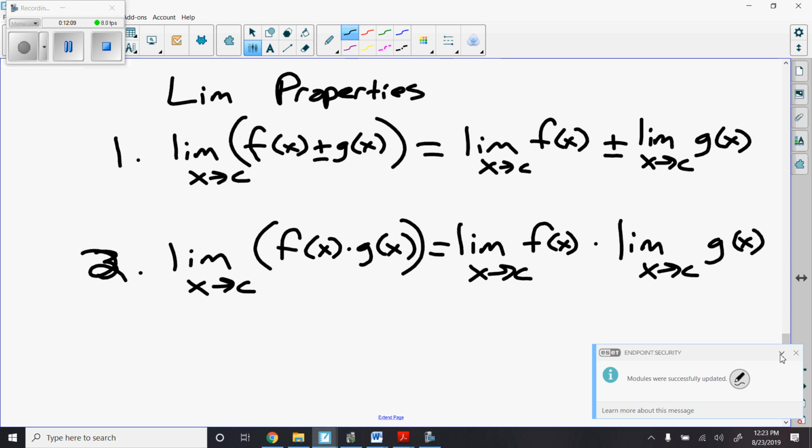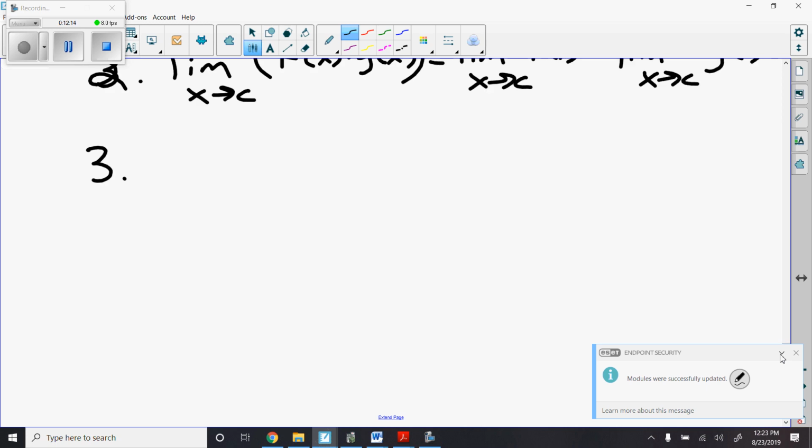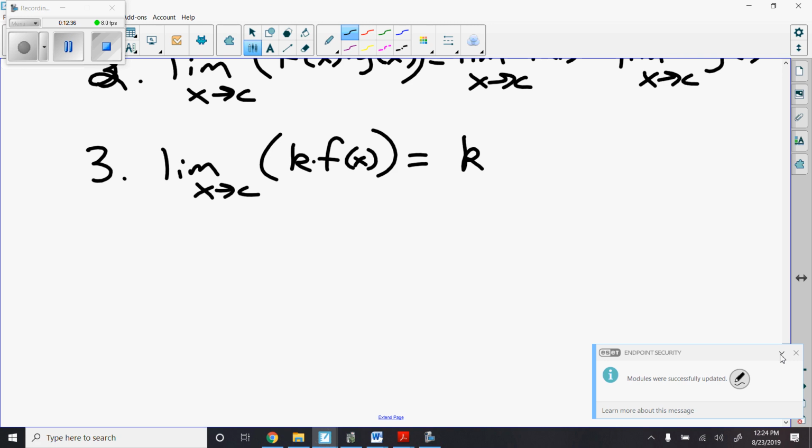3. If I have a constant that I'm multiplying by a function within the limit, I can just throw that out front. So here's what this one looks like. Limit as x goes to c of k, where k is a constant, times f of x. Right? This has to be the same as k times the limit as x goes to c of f of x.